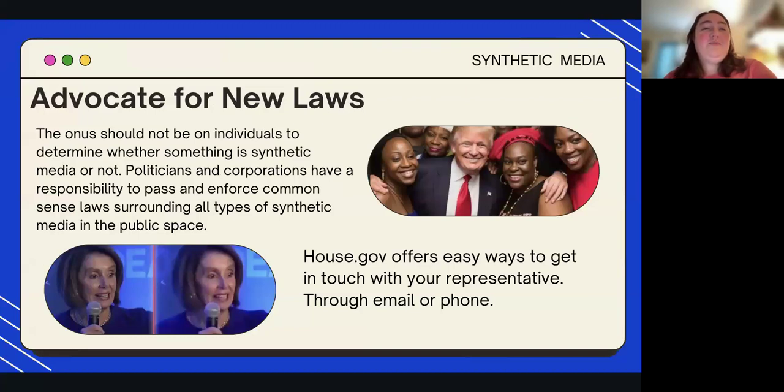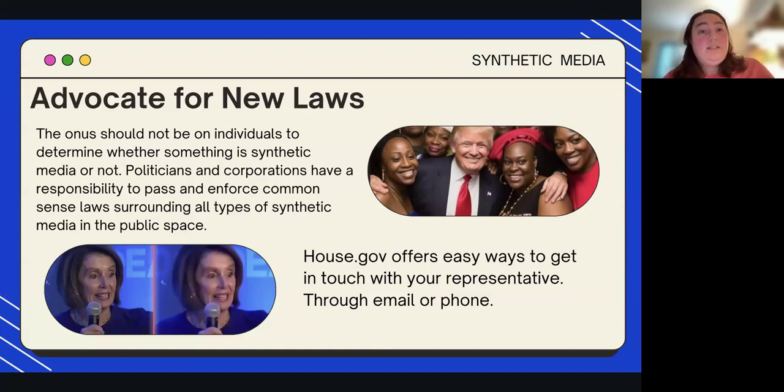And then on my little soapbox, advocate for new laws. I don't believe that individuals should have to constantly be watchful and determine whether something is synthetic or not. Politicians and particularly corporations have a responsibility to pass and enforce common sense laws and regulations and terms of service surrounding all types of synthetic media in public spaces.